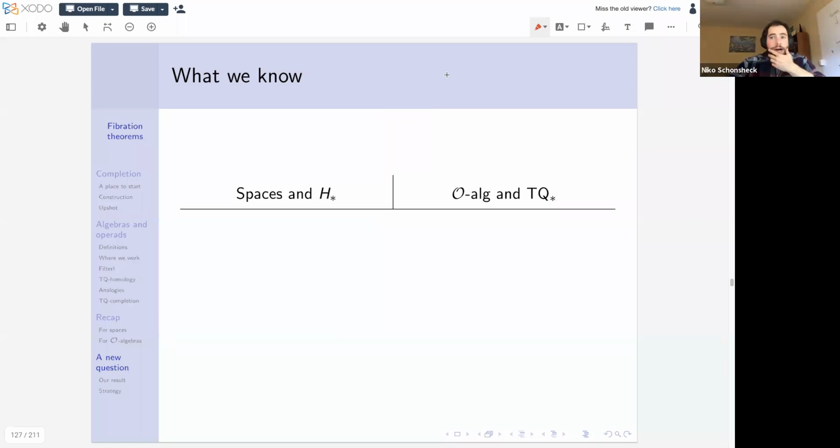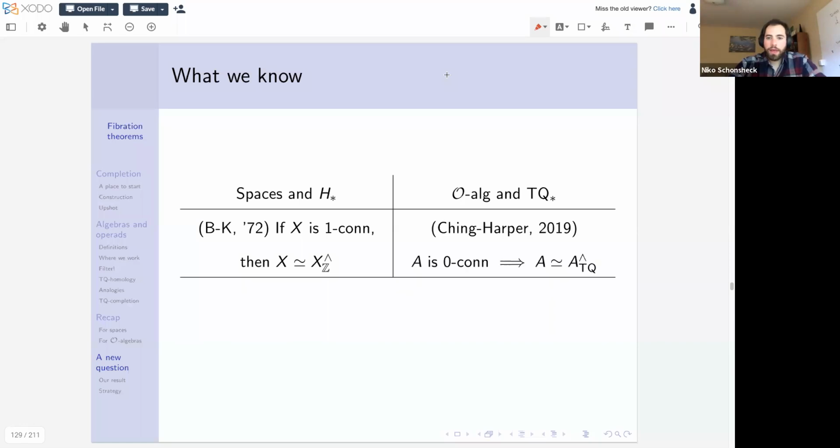So what we know is as follows. Bousfield and Kan show that if a space is one connected, then it is Z-complete. That is, the comparison map is a weak equivalence. And the analogous result is from Ching and Harper in 2019, which is that if an O algebra is zero connected, then it's TQ complete. And there is this dimension shift. The reason I'm claiming they're analogous is both that they can be proven in very similar ways, and also in a lot of ways, an O algebra being zero connected acts similarly to a space being one connected.